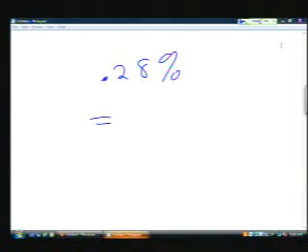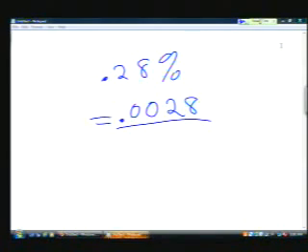Do you agree with that, Jonte? No. No, what do you think it is, Jonte? 0.028. I mean, 0.028. No, 0.0028. Sorry. Oh, excellent. 0.0028 is it.